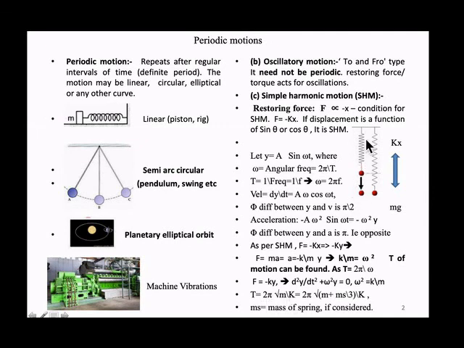Suppose I take the spring weight into consideration. This is m, and the spring also has some mass, from here to here. It is also oscillating. So if I take the spring also, I have to add one third of the spring mass to the total mass. So 2 pi root of (m plus m spring by 3) divided by k. This is the time period of a simple oscillating spring.